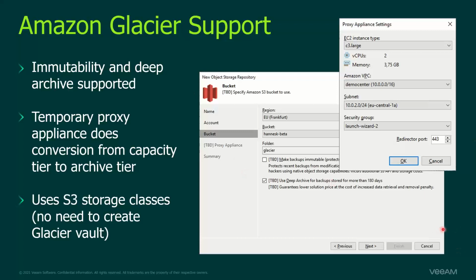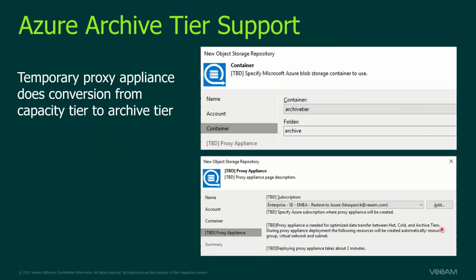As for Azure Archive, it's a really similar story. Again, we're using a temporary proxy appliance, which allows you to move the data and to basically recompile the backups to fit, to reduce the amount of space used on the archive tier, and just put the backups in the most effective manner.